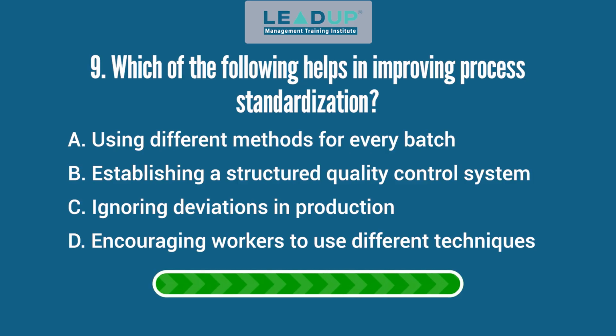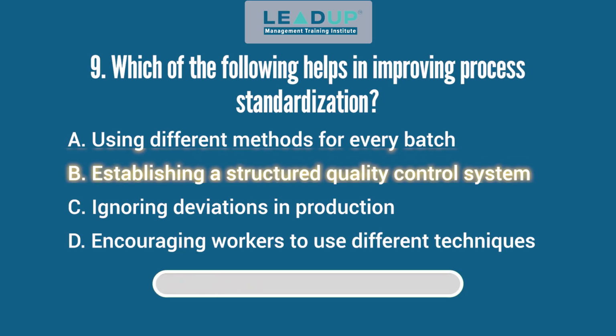Question 9. Which of the following helps in improving process standardization? A. Using different methods for every batch. B. Establishing a structured quality control system. C. Ignoring deviations in production. And D. Encouraging workers to use different techniques. The answer is establishing a structured quality control system.